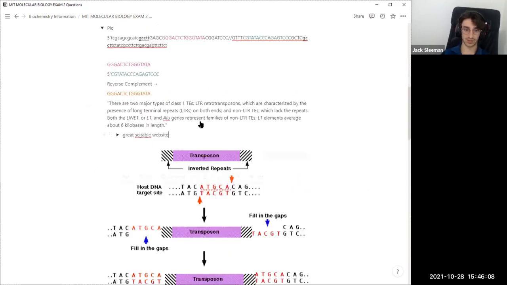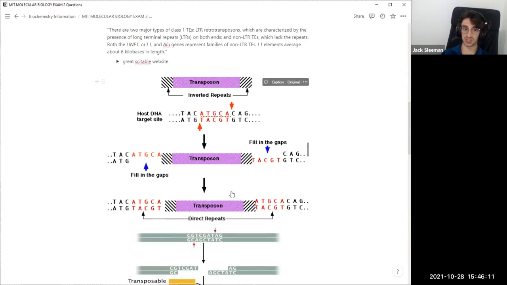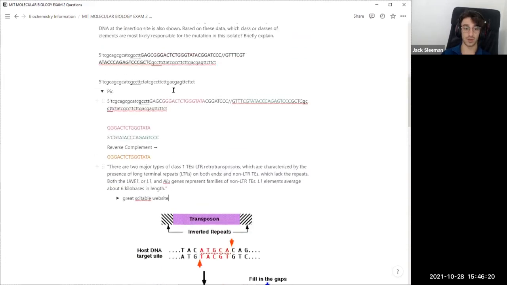So what I mean here is going down here. This is the mechanism of transposition, just a conservative cut-and-paste situation, right? So you have the transposon, and the inverted repeats are here.